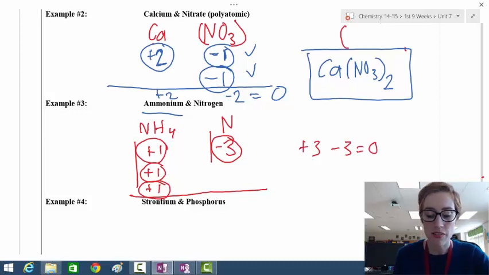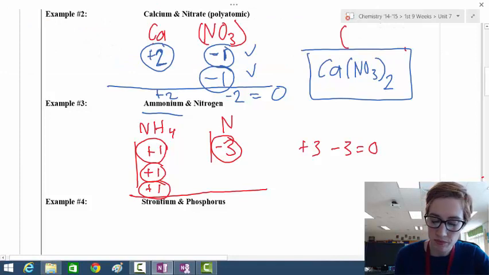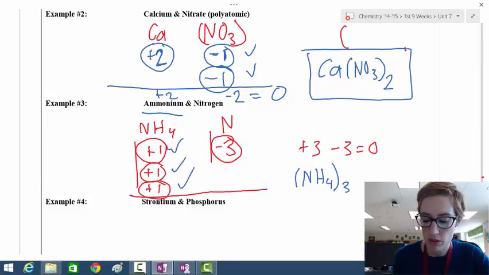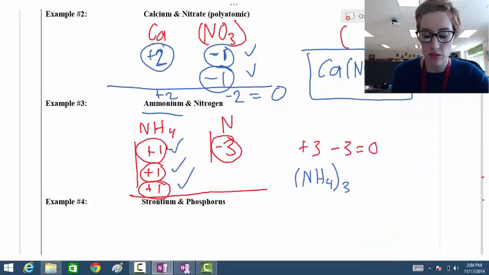So now I ask myself, how many NH4s did I use? Remember, NH4 has to be in parentheses because it's polyatomic. I had 1, 2, 3 NH4s, so I put a 3 here to indicate how many NH4s I used. I only have 1 nitrogen, so I don't need to put a number right here. I can leave this part blank because there's no number there.